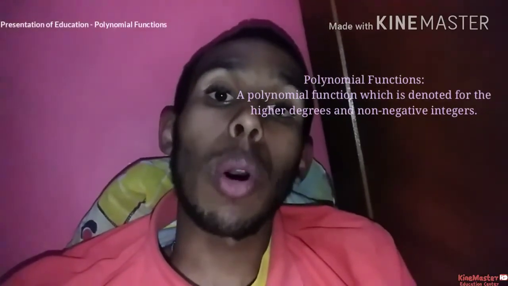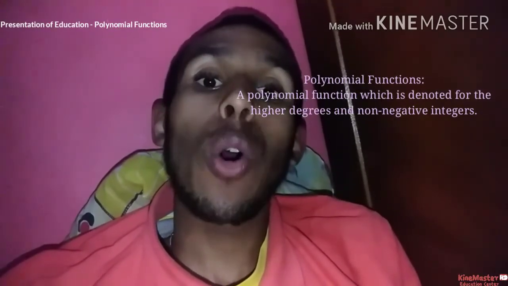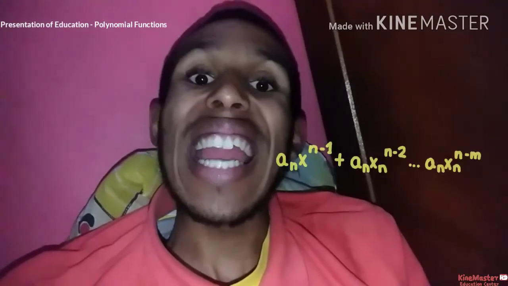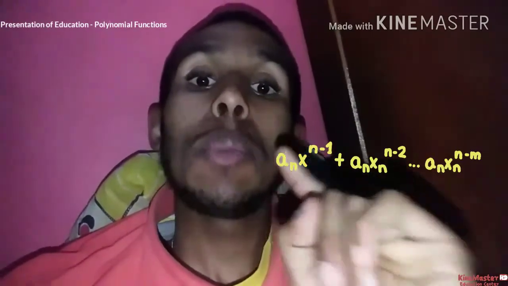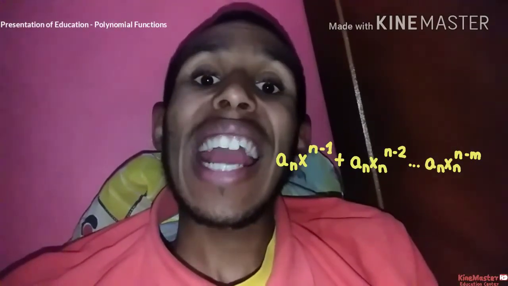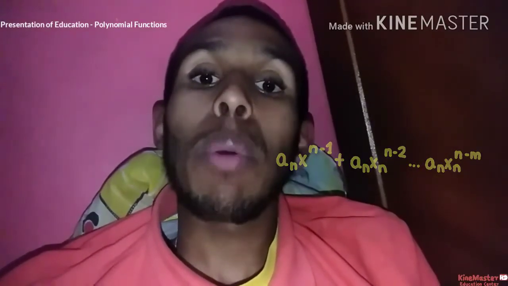Did you know that in polynomial functions, the exponent, mathematically known as the degree, must be a non-negative integer? Let's be sure about that. It is a non-negative integer because the polynomial degree should not be negative. If the degree were a negative integer, it would not be a polynomial function.